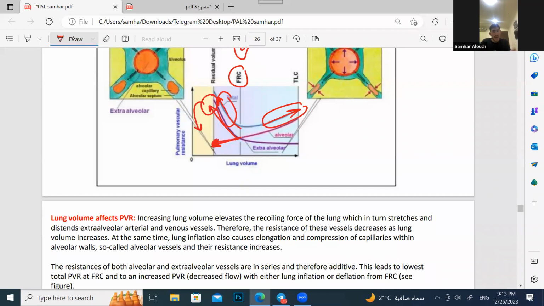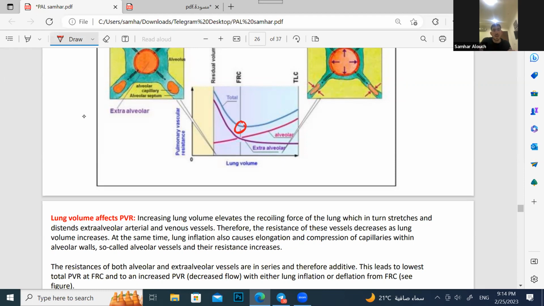And so if I inhale, I will have an increase in resistance. And if I exhale more than normal, I will also have an increase in resistance. So the lowest point of resistance is at FRC, if you don't inhale or exhale more than normal. This is the lowest resistance point, and it is an MCQ. What's the lowest resistance point? The answer is at FRC, because at FRC we have the lowest resistance point.